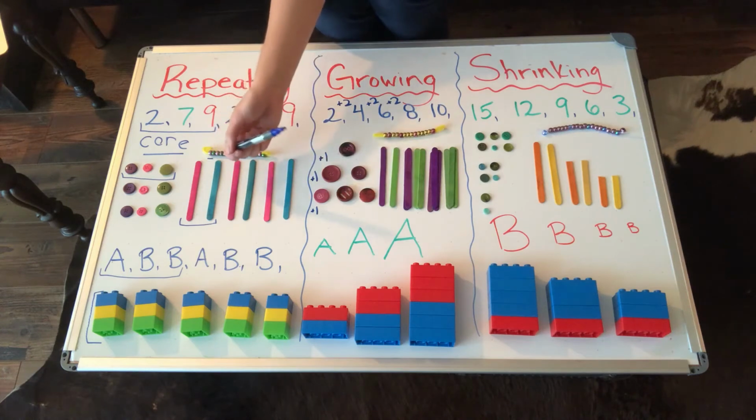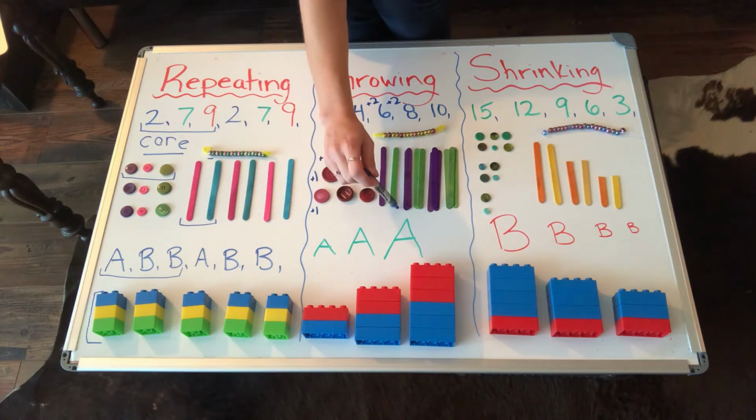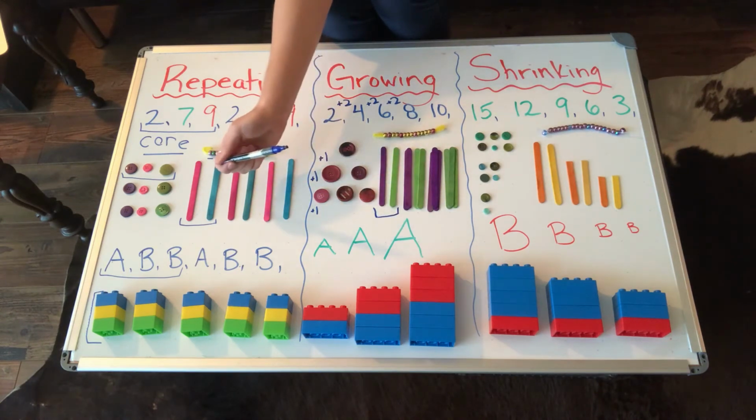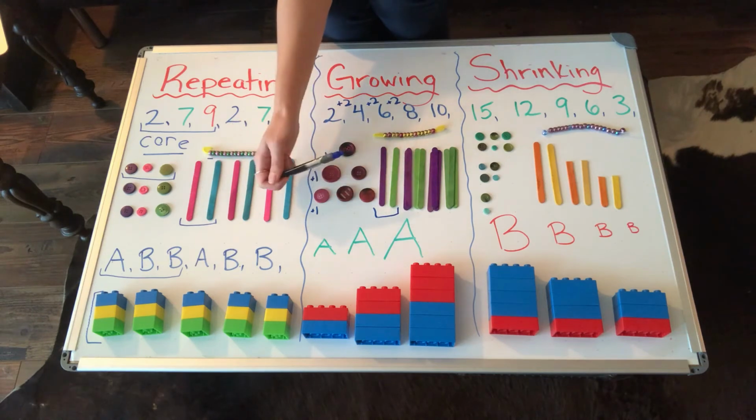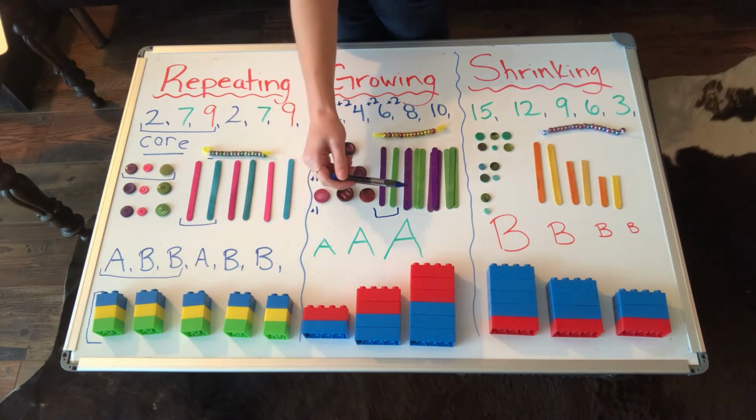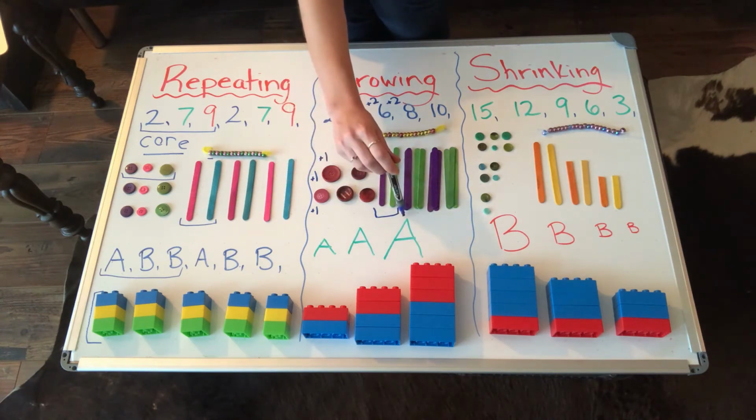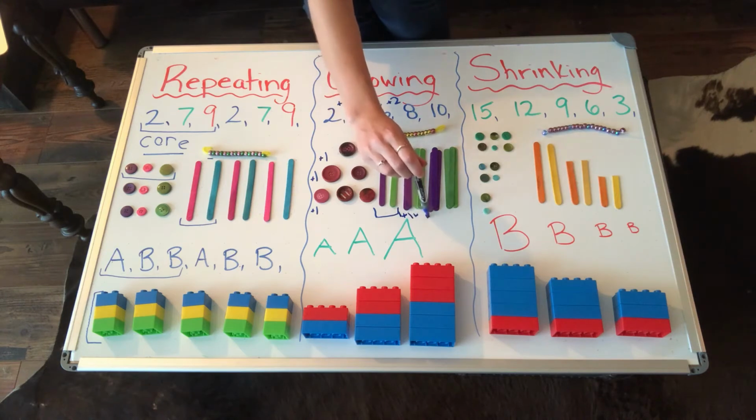With our popsicle sticks, we can see that our core is the green and purple. And we start with 1 of each. Then we have 2 of each. Then we have 3 of each. So we're adding +1 to each color in the core.